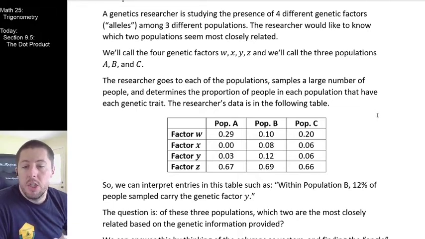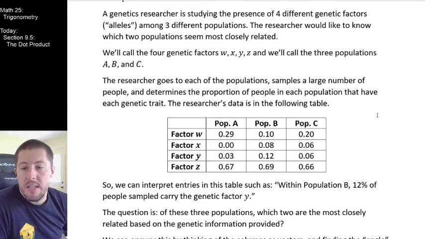The researcher is going to go to each of those populations and sample a large number of people, or I guess in my mind I'm picturing this being more like bugs or something, but I know that this is a human genetics thing too. And they're going to determine the proportion of people in each population that have each genetic trait, right?